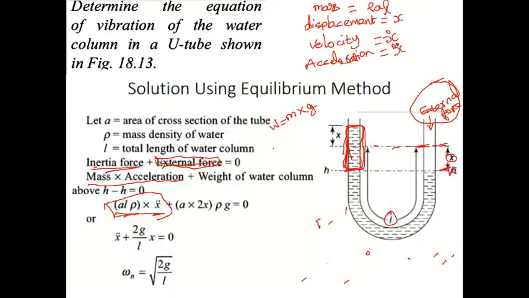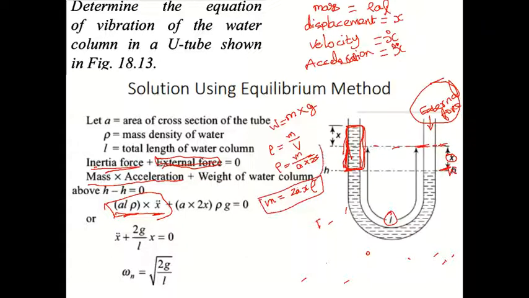Instead of writing mass, we know that density equals mass by volume. So density equals mass by, what is the volume? Area of the column into the length. 2x is the length. So now mass equals 2ax into rho. So this is the mass value.